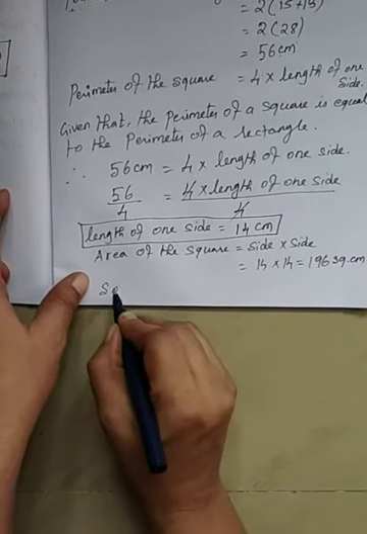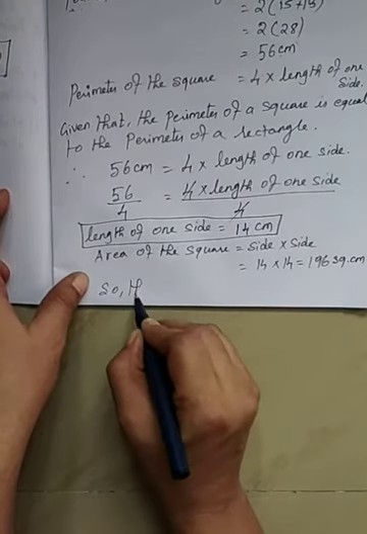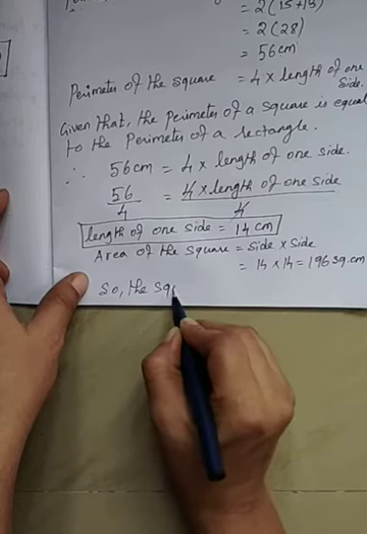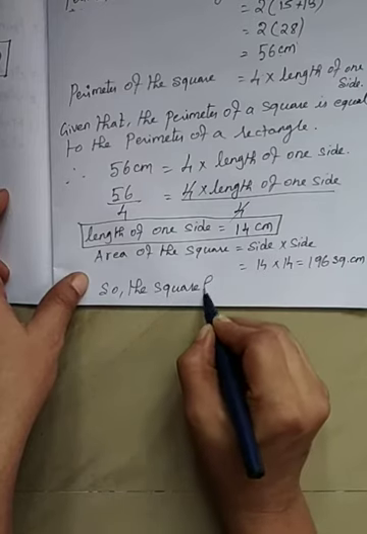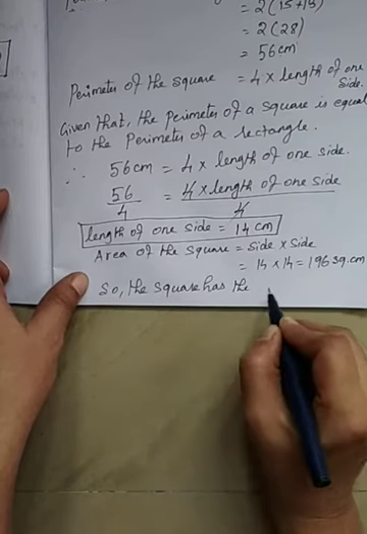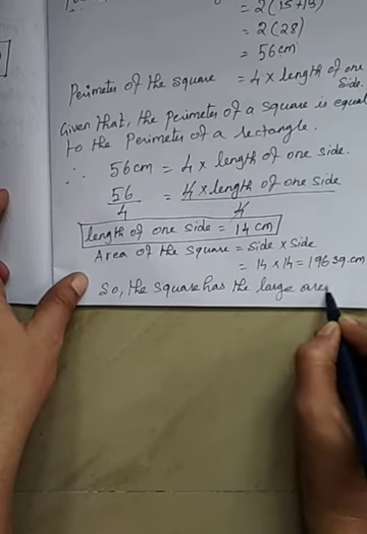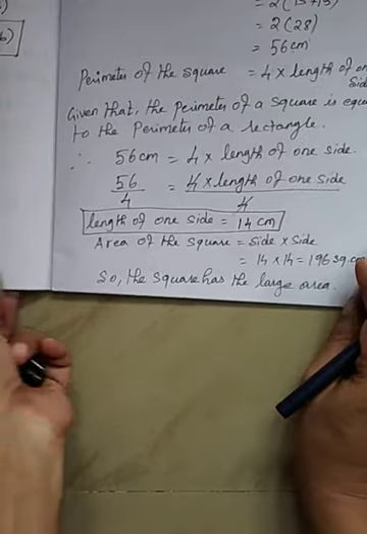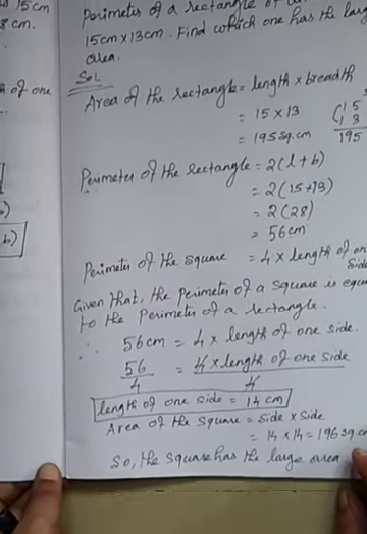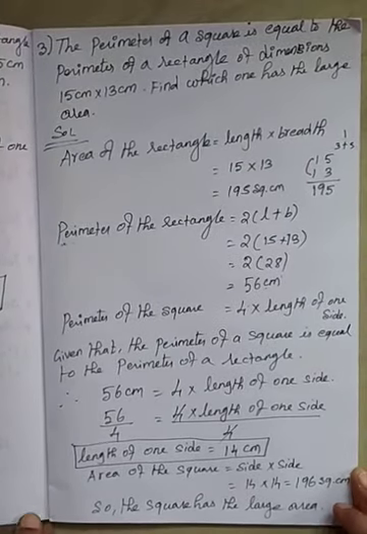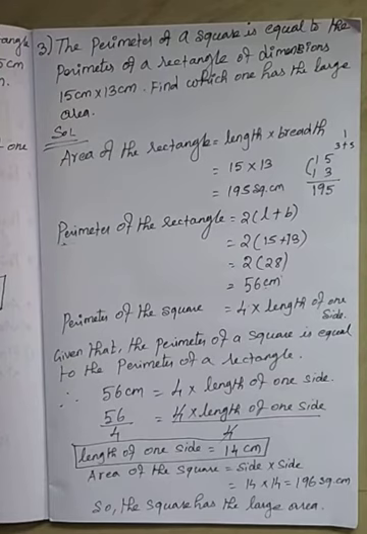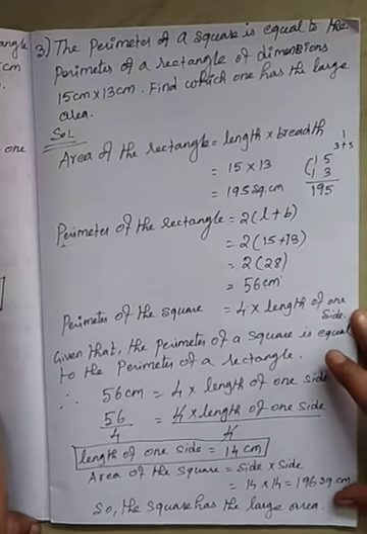So we have to write, the square has the large area. Comparing to the area of the rectangle, area of the square is large. So your answer is the square has the large area. Everybody clear in this problem?